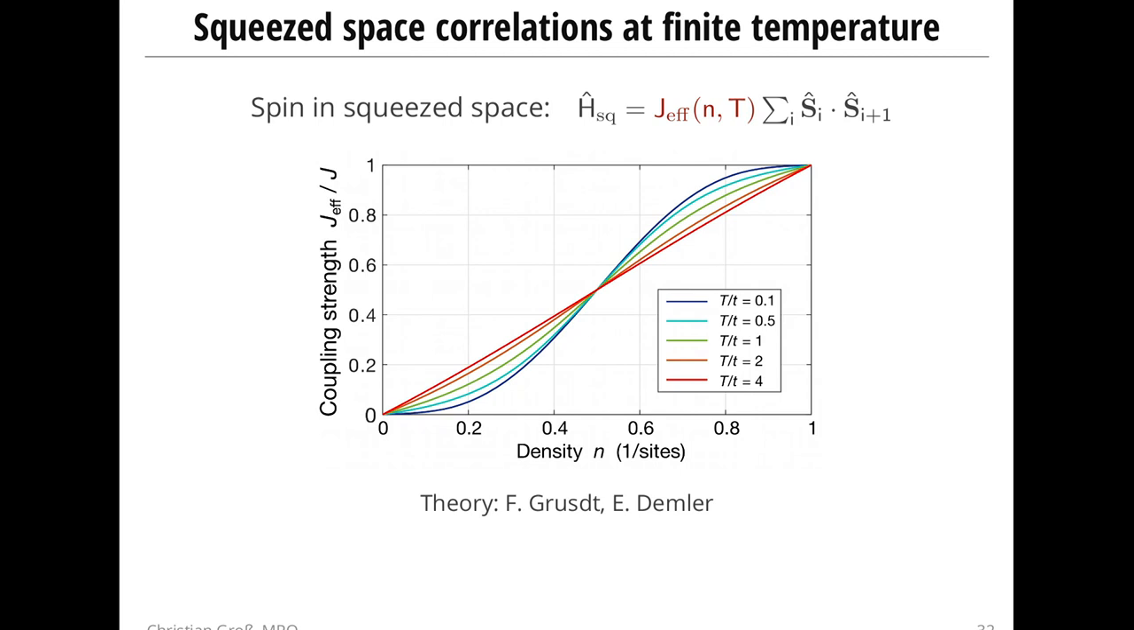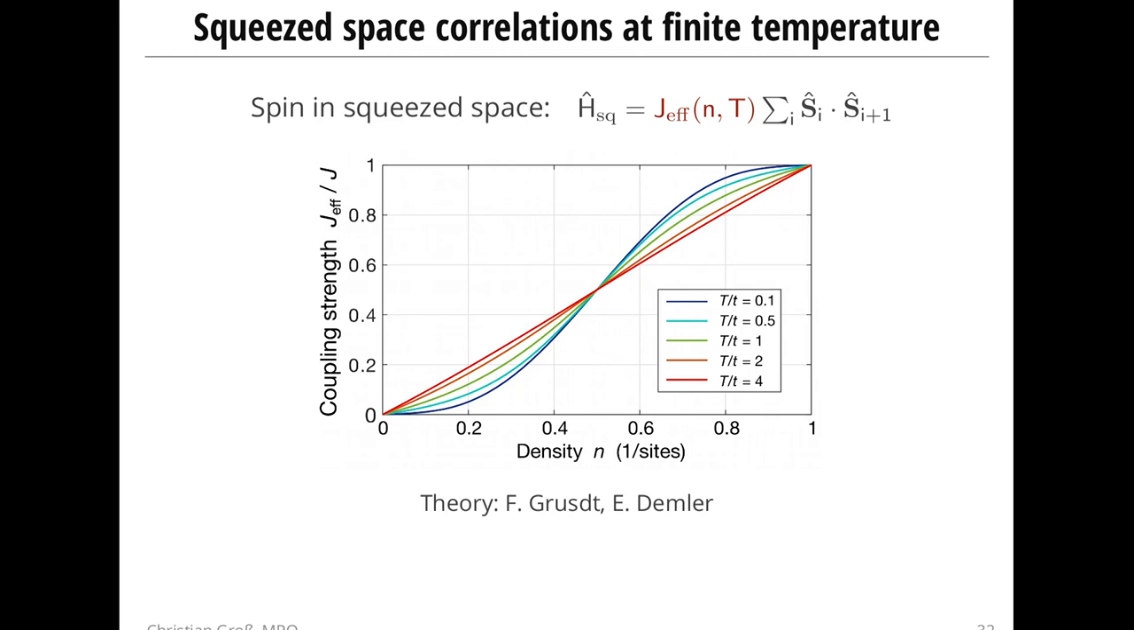Actually, it depends also on the correlations that are modified by the temperature, and that is why you see basically this curvy behavior for different temperatures. But let's say the main effect for now is really that we see a strongly reduced coupling if we sit at a very low filling, which means one spin there, then we hardly have any coupling. So now how can we test this?